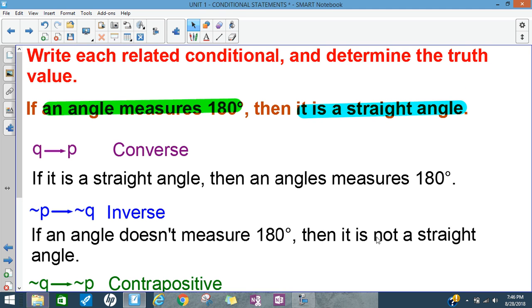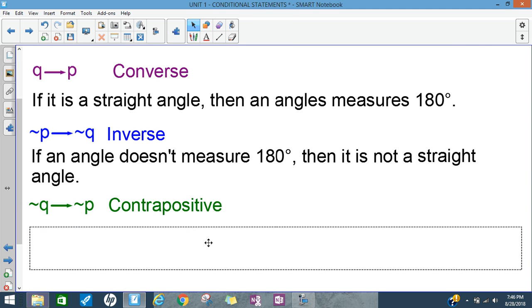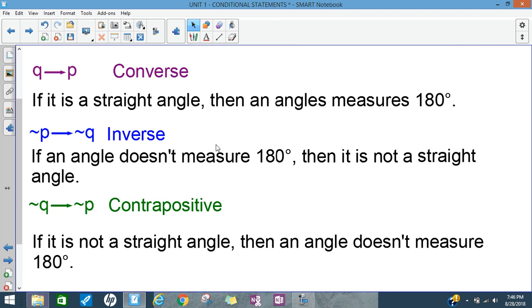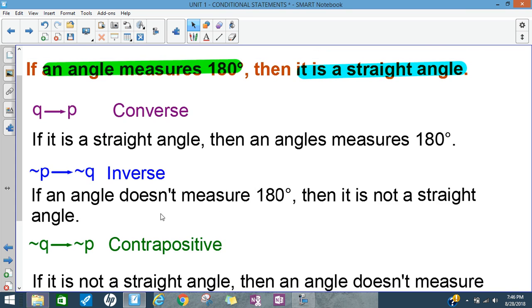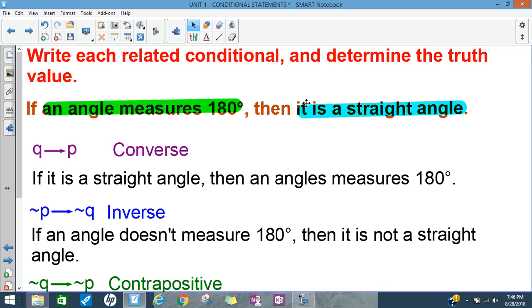If I want to write the contrapositive, I need to do both. I need to negate both of them and then switch their order. And so I get, if it is not a straight angle, then an angle doesn't measure 180 degrees. Another way to think about creating the contrapositive is if you take the inverse and you just switch its order, you'll end up with the contrapositive. And again, this contrapositive is logically equivalent to the original conditional statement.